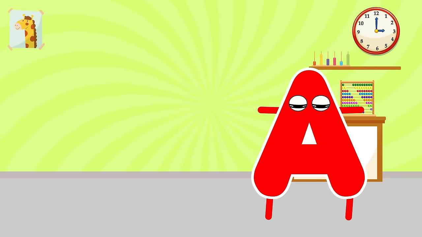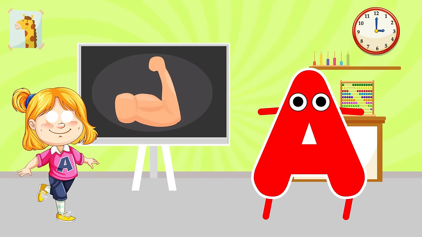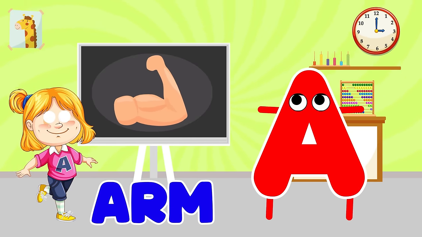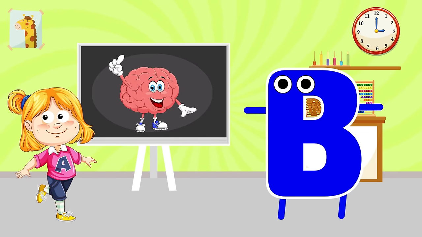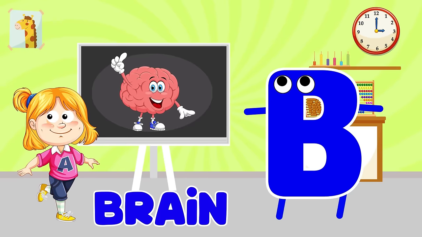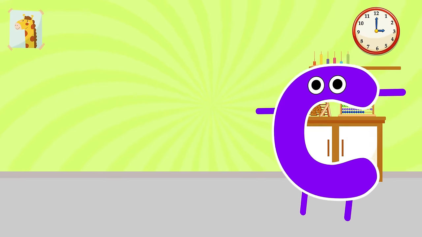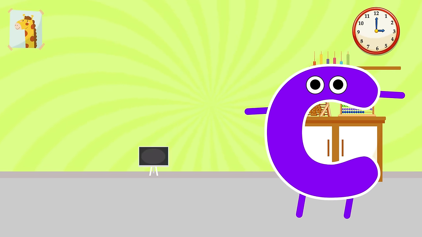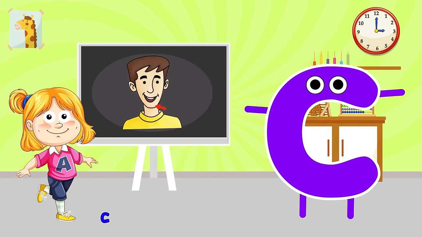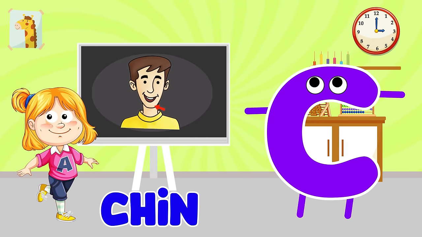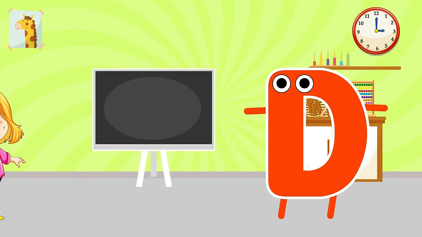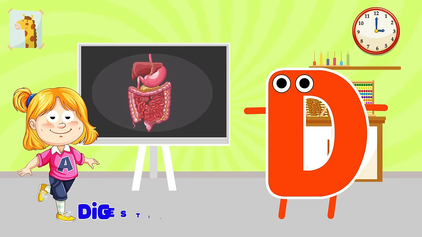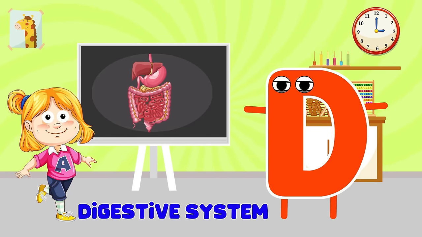A. A is for arm. B. B is for brain. C. C is for chin. D. D is for digestive system.